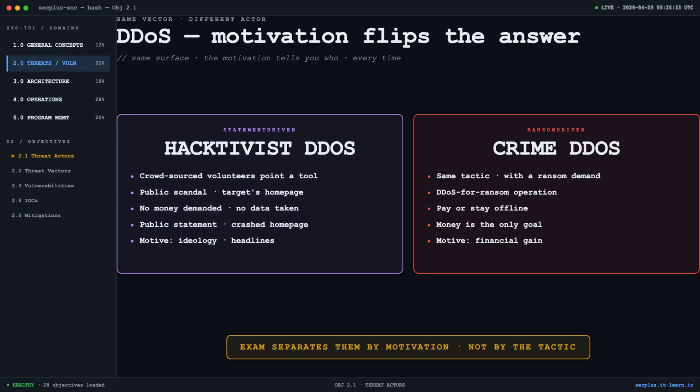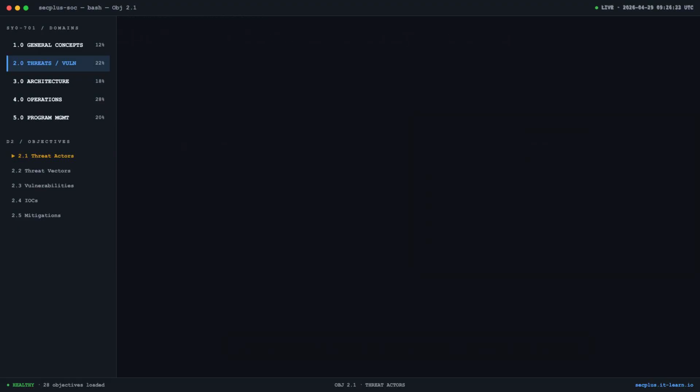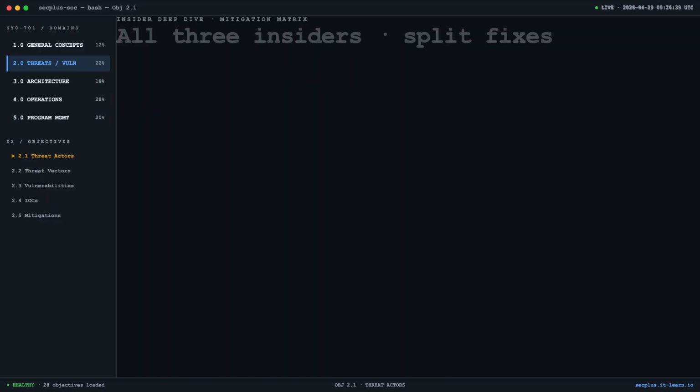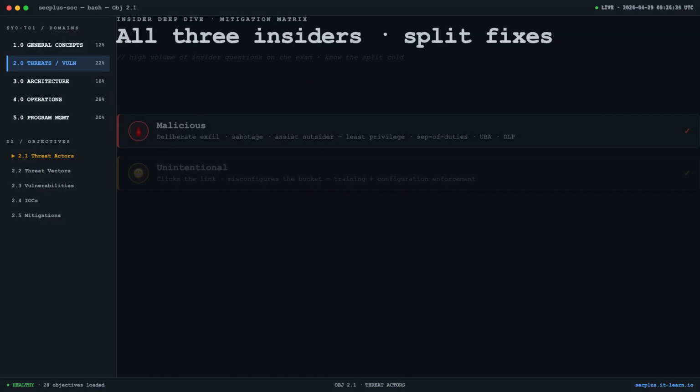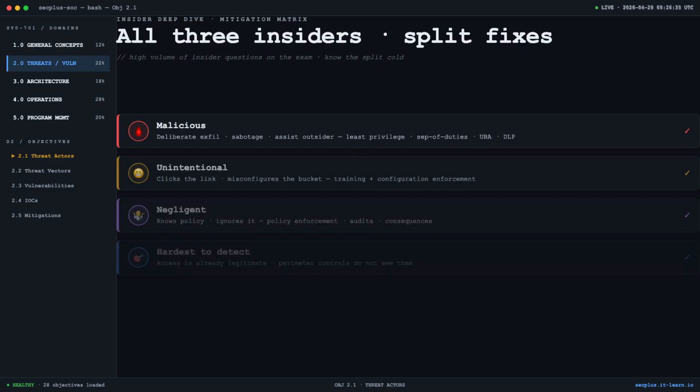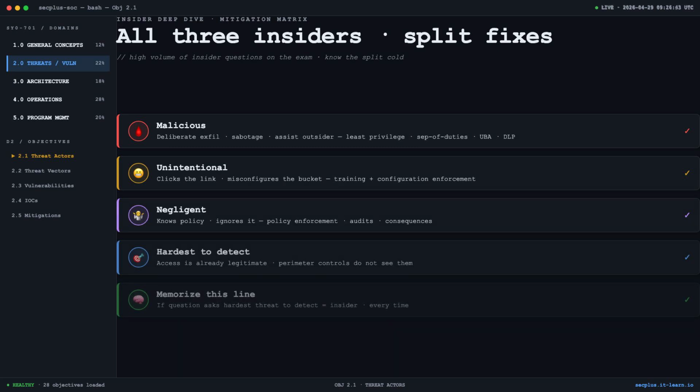One more on insiders, because the volume of insider questions on the exam is higher than you would expect. 3 subtypes again. The malicious insider deliberately exfiltrates data, sabotages systems, or assists an outside attacker. The unintentional insider clicks the link, misconfigures the bucket, sends the spreadsheet to the wrong distribution group. The negligent insider knows the policy and ignores it. The password on the monitor, the laptop unlocked in the open coffee shop, the SaaS app stood up without IT approval. All 3 are insider threats on the exam.